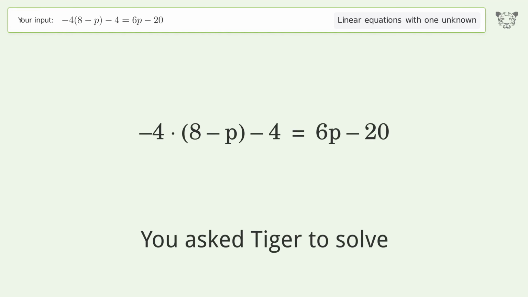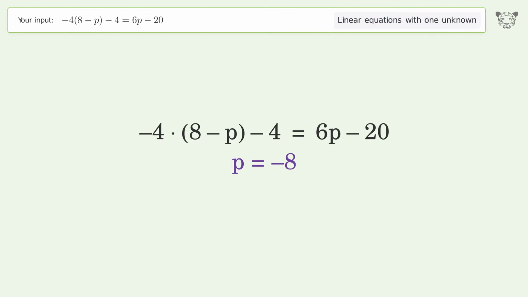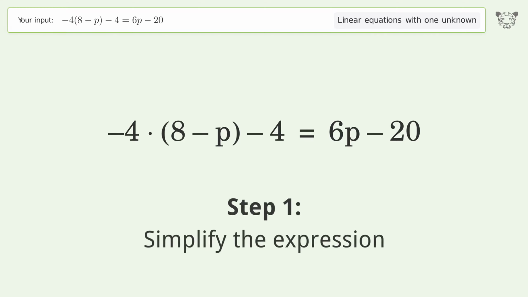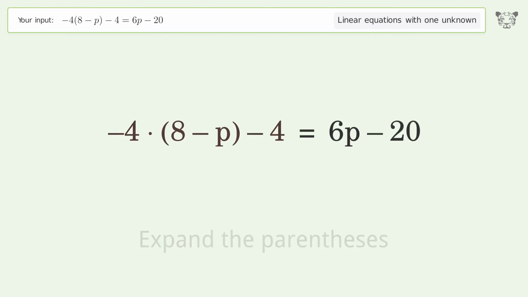You ask Tiger to solve. This deals with linear equations with one unknown. The final result is p equals -8. Let's solve it step by step. Simplify the expression. Expand the parentheses.